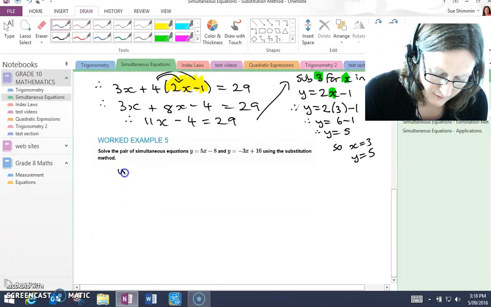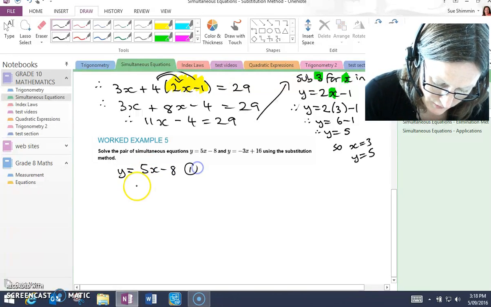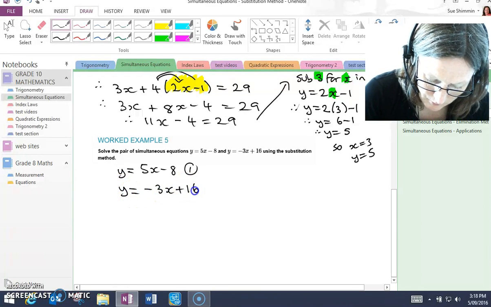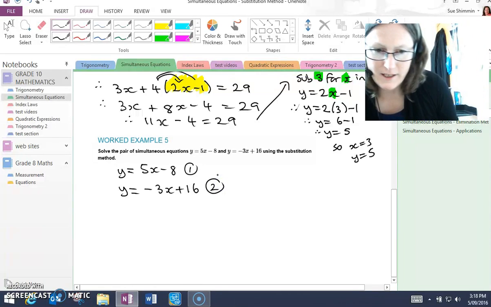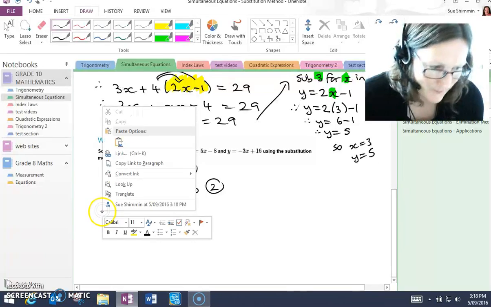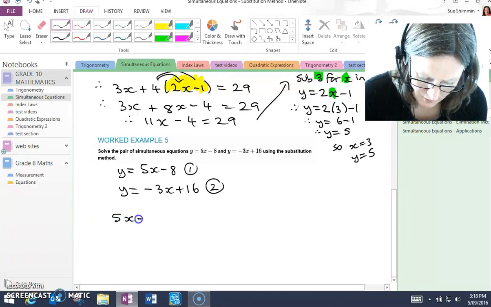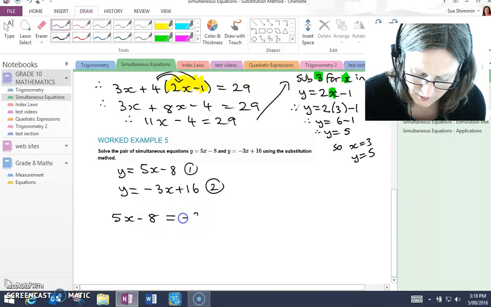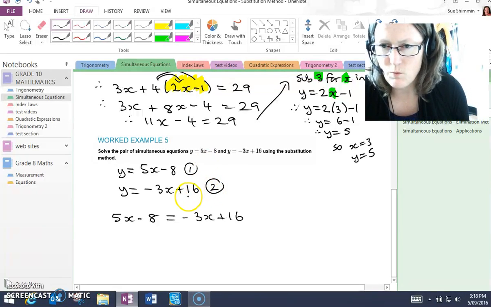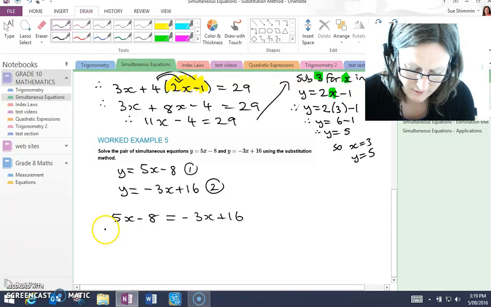Here is equation 1. Here is equation 2. In both cases, it's y is equal to something. So we can say that 5x minus 8 must be equal to minus 3x plus 16 because both of these things are equal to y. If they're both equal to y, they both must be equal to each other.